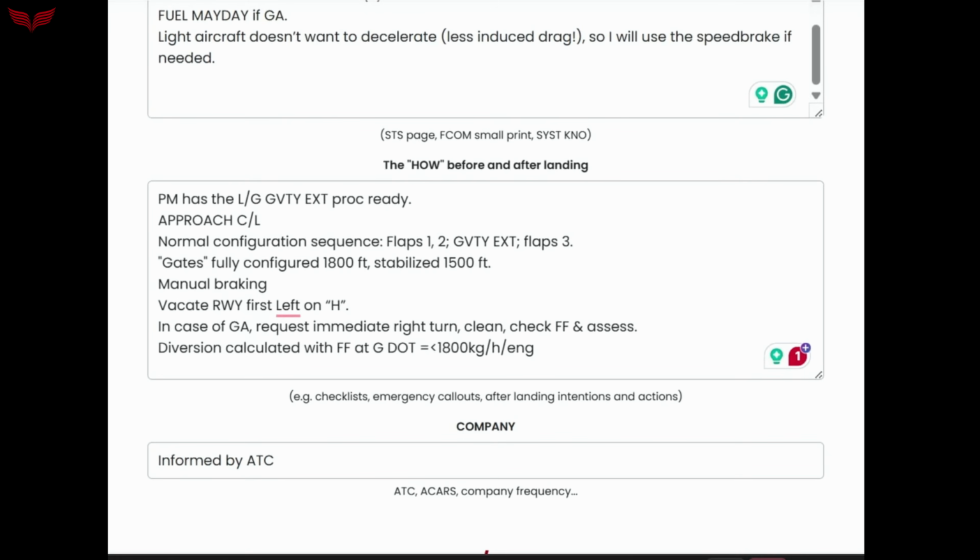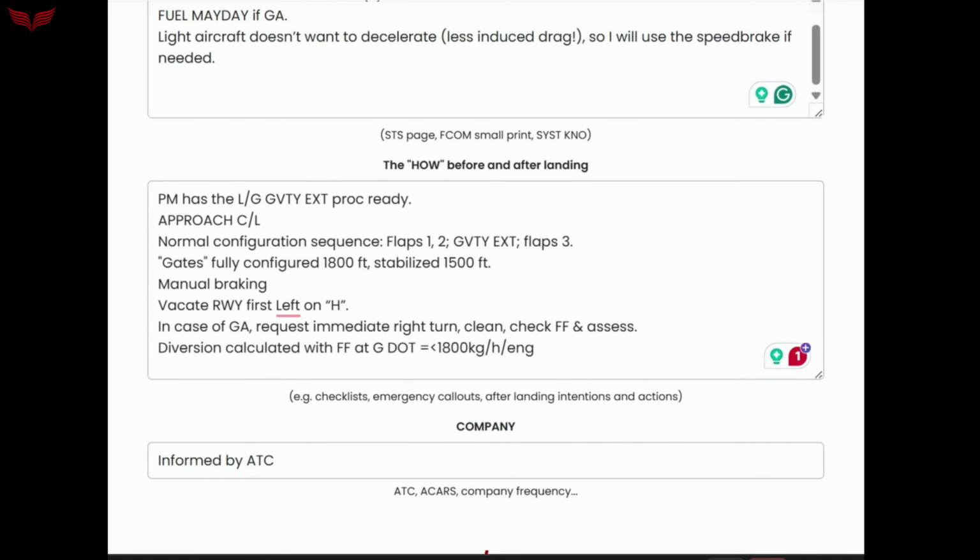The how, before and after landing. Pilot monitoring has the landing gear gravity extension procedure ready. We do the approach checklist. Normal configuration sequence will be flaps 1, 2, gravity extension, flaps 3. Gates, I aim to be fully configured by 1800 feet and stabilized at 1500 feet.